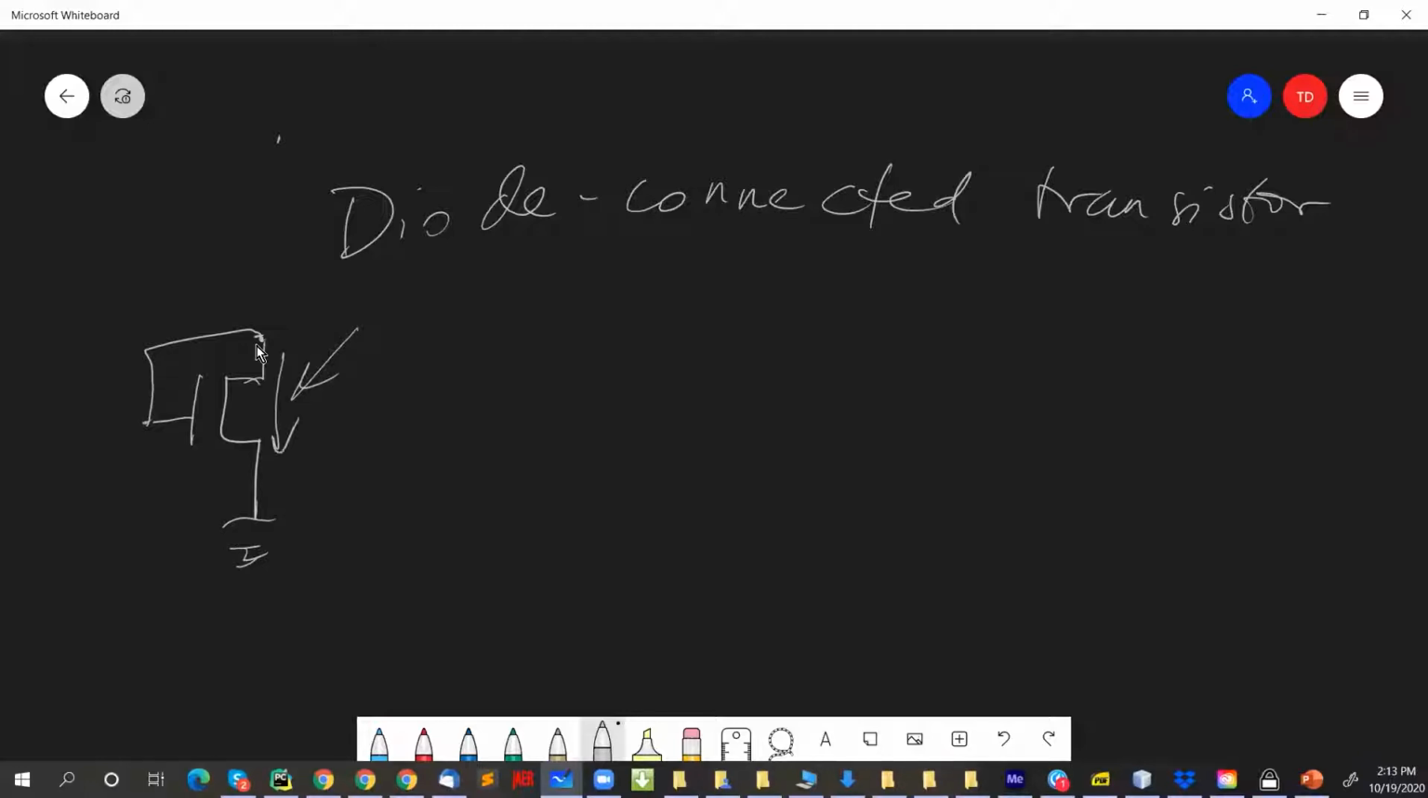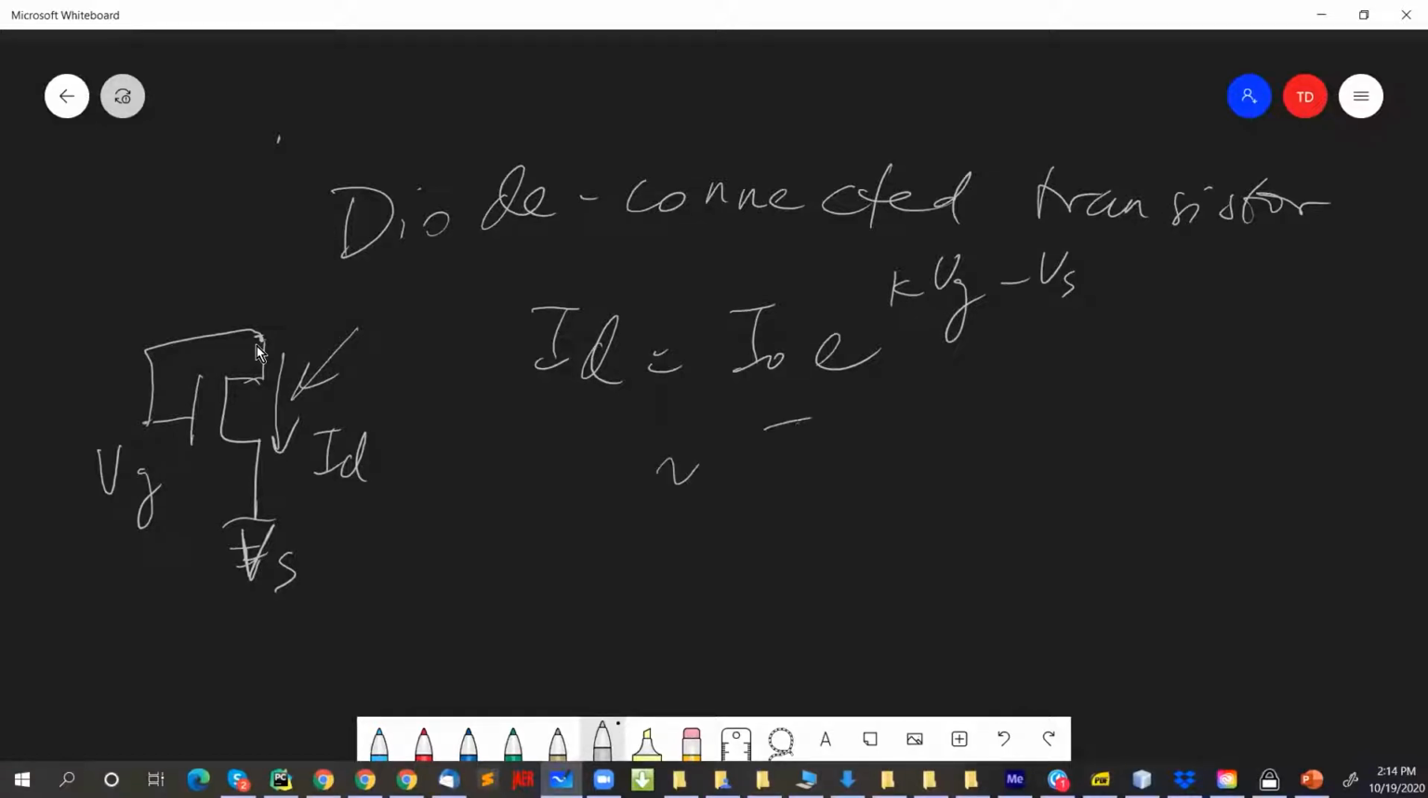And so if you want to write the current through this transistor as a function of, say, VG, then in subthreshold, that's going to be ID equals I naught e to the power of capital VG minus VS. So this would be VS. And if your VS is ground, then it makes it very simple. So basically, it's just I naught e to the VG, right?